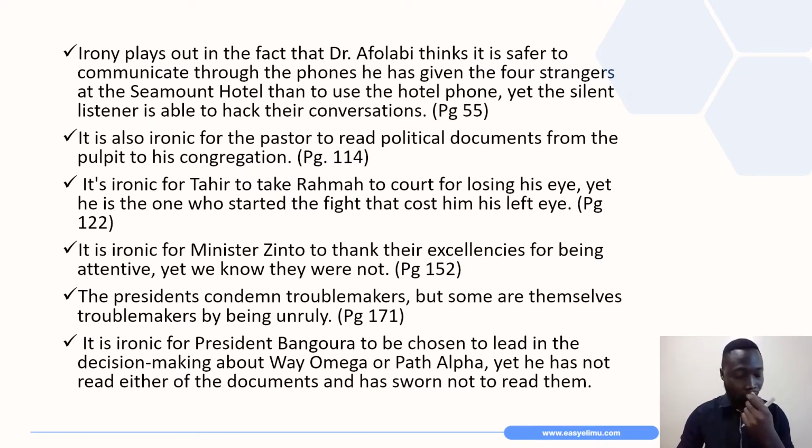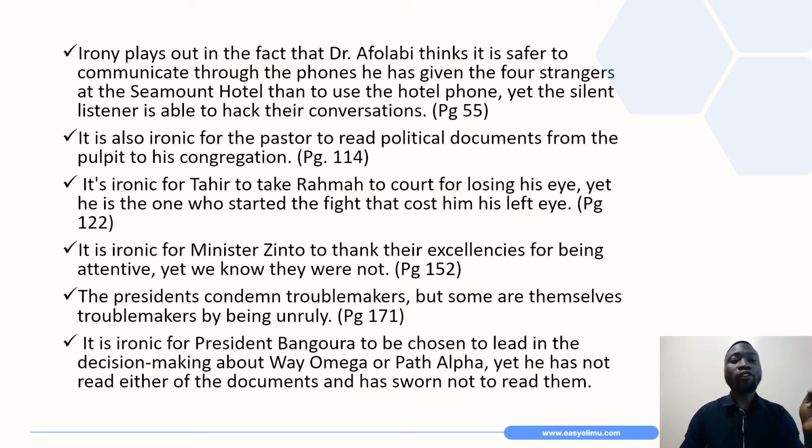So remember, the phones that the Path Alpha advocates were using were encrypted. So Dr. Abiola Folabi believed that there was some secrecy, like the conversation was only between him and the four Path Alpha advocates. But now we have the silent listener, who is able to hack all the conversations.